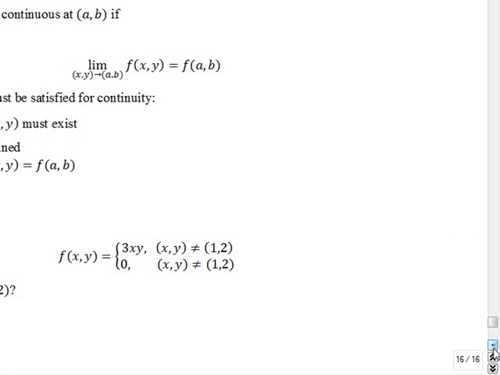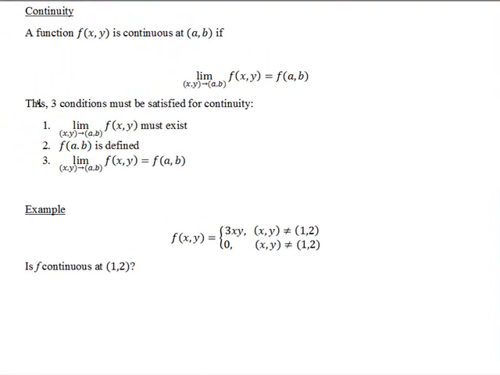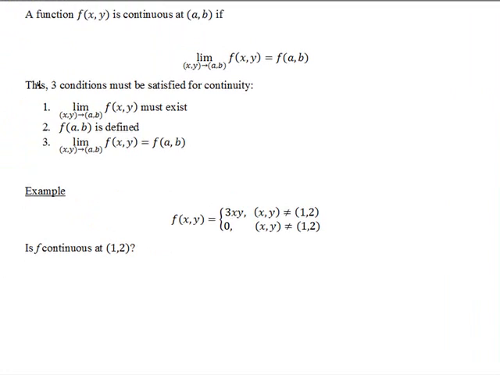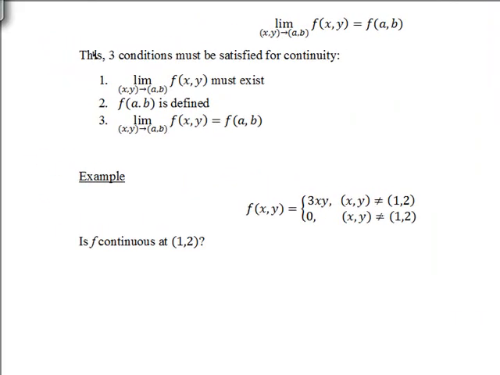So let's look at a simple example. f of (x,y) is equal to 3xy when (x,y) is not (1,2), and 0 when (x,y) equals (1,2). There's another error here, I'm so sorry about this.